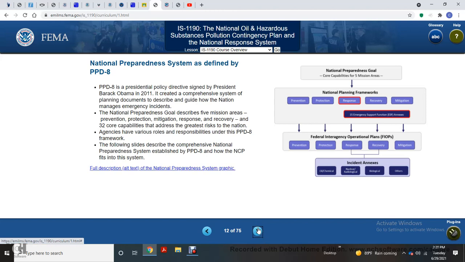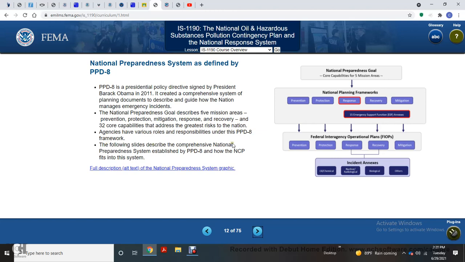Alright, your National Preparedness System is defined in Presidential Policy Directive 8. Presidential Policy Directive 8 is a presidential policy directive signed by President Barack Obama in 2011. It created a comprehensive system of planning documents that guide how the nation manages emergency incidents. The National Preparedness Goal describes five mission areas: prevention, protection, mitigation, response, and recovery, and 32 core capabilities for the greatest risks of the nation. Agencies have various roles and responsibilities under the Presidential Policy Directive 8 framework.